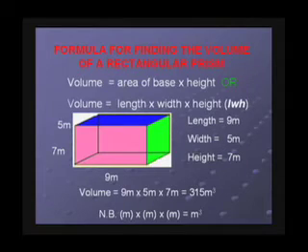Now notice carefully, cubic meters is found by multiplying unit by unit by unit. And in this particular case, the unit of measurement is meters.